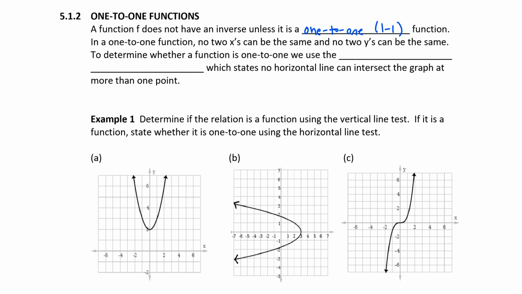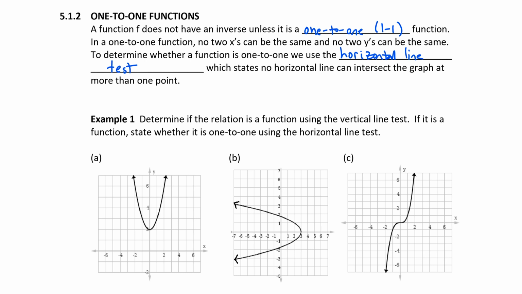So there is a one-to-one correspondence between values from the domain and values from the range. To determine whether a function is one-to-one, we use the horizontal line test. That should remind you of the vertical line test.